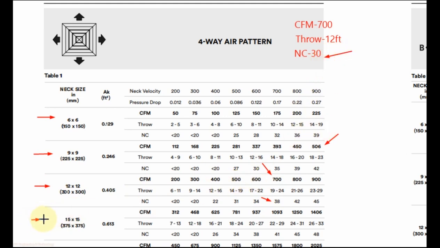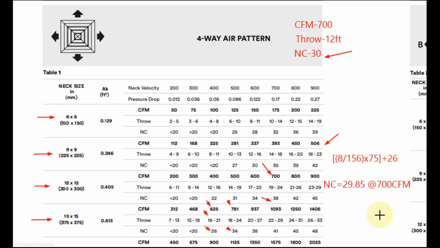Then we go for the next row, which is 15 by 15 inch. Here we have a CFM of 625, which is less than 700. Then the next CFM is 781. Let us see the throw for these. Throw is 16 to 21, which is more than 12, so throw is okay. Then see the NC level: for 625 it is 26, and for 781 it is 34. So let us check the NC level for 700 CFM by interpolation. After calculation, we found that the NC level for 700 CFM is 29.85, which is less than 30. So we can select this square ceiling diffuser of size 15 by 15 inch.